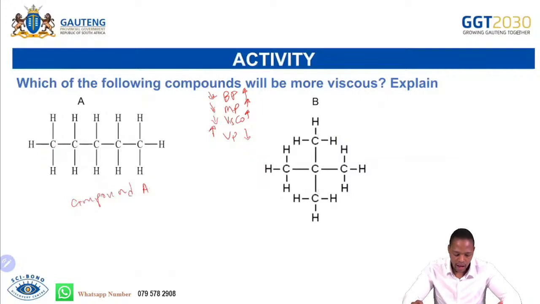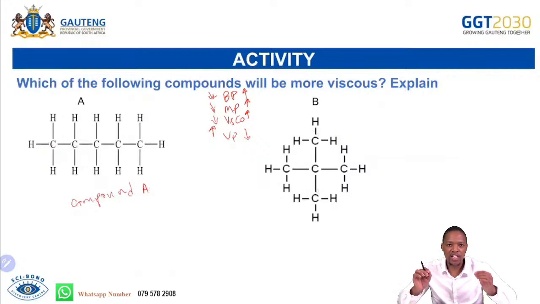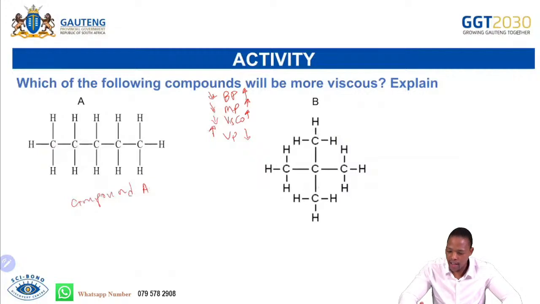All right, the higher or the stronger the intermolecular forces, the higher the viscosity. I could answer it in terms of compound B. Compound A will be the one that is more viscous. Okay, compound B is more branched than compound A. Compound B has weaker intermolecular forces, open bracket, London forces, close bracket, than compound A. Okay, less energy is needed to overcome the intermolecular forces of compound B than those of compound A. The stronger the intermolecular forces, the higher the viscosity.